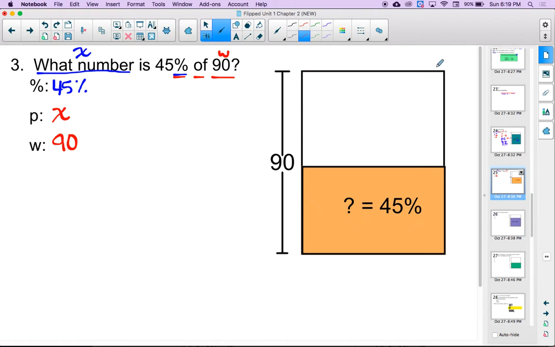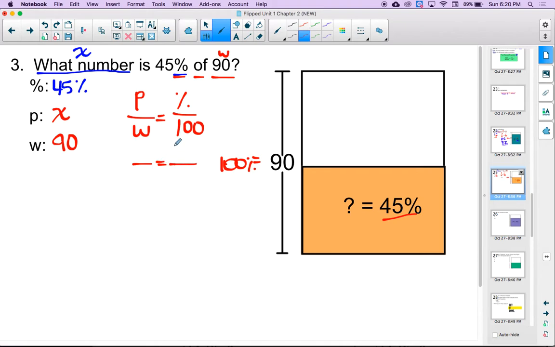So let's see how that looks in our diagram. The whole number, our whole outside rectangle, is 90. That's our 100%. That's our original unchanged number. Then we want to know, what's this orange box? How much does that represent? That orange box is 45% of the whole, and we're going to try to figure out what number goes along with that 45%. So, write your original proportion, part over whole equals percent over 100, and we are going to fill it in with our numbers right here.